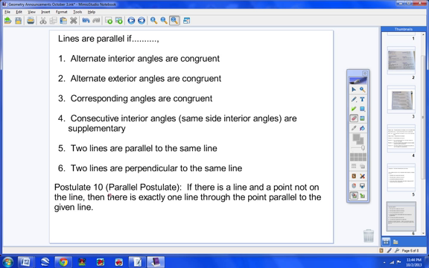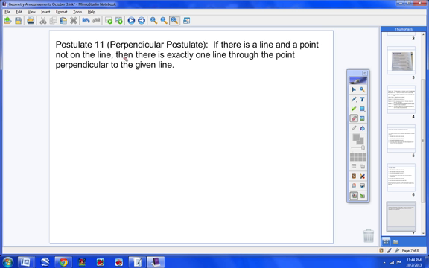Know those. Postulate 10, fill in the blank. Postulate 11, fill in the blank. So know it, fill in the blank. Not from memory, but fill in the blank.